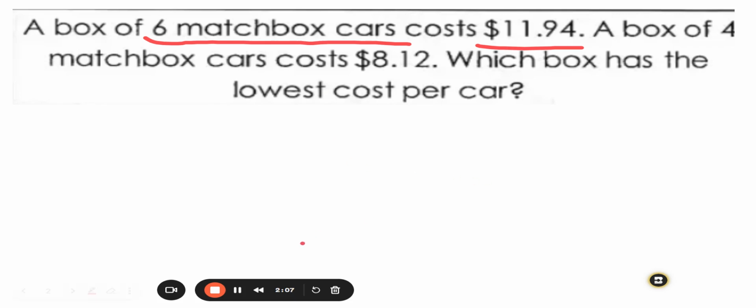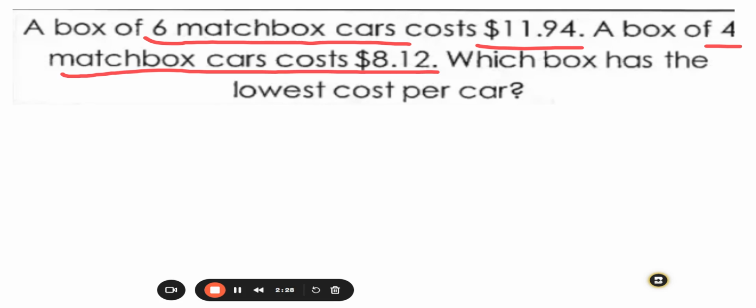Let's go over this again. So a box of six Matchbox cars cost $11.94. A box of 4 Matchbox cars costs $8.12. Which box has the lowest cost per car? This is what's called the unit price.